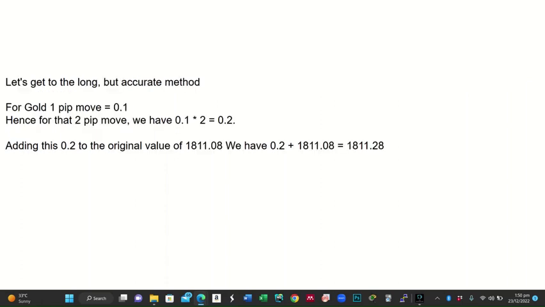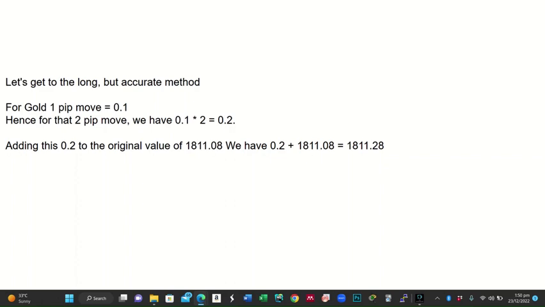Now let's go to the long but accurate method for gold. For the gold pair, one pip move is 0.1. You know, for other pairs, I told you it is 0.0001. For JPY pairs, it is 0.01. Now for gold, it is 0.1.